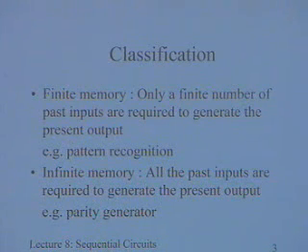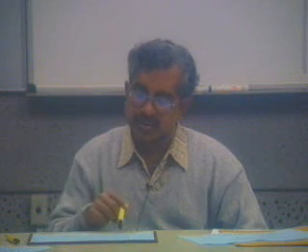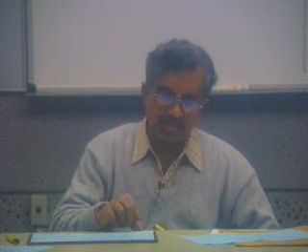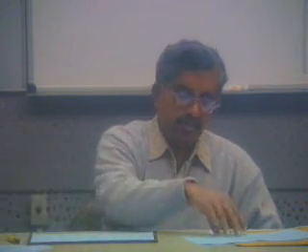the inputs that are required if you have to generate an output. Basically, all the inputs are responsible for the present output. So this is one type of classification that is done for sequential circuits. Of course, both of them, as we will see, can be implemented with finite state machines, and we will see that as we go ahead and talk of the examples.